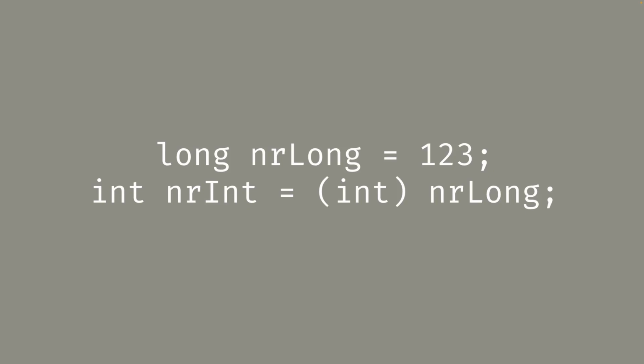On this slide, you see the explicit cast happening. It's the int between two parentheses. This tells Java to update the type to whatever is between the parentheses.